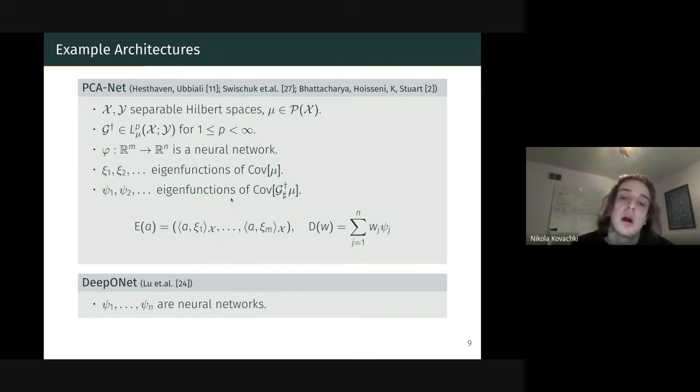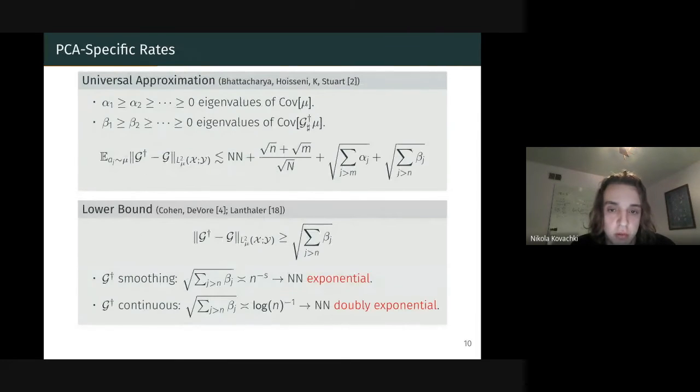Okay, and there's other things you can do. You can try to learn these bases, but I'm not gonna get into all of that. This is just a very simple architecture. E is linear, D is also linear, and the only nonlinearity we try to capture here is phi. Okay, and we can now actually analyze this and prove the following.